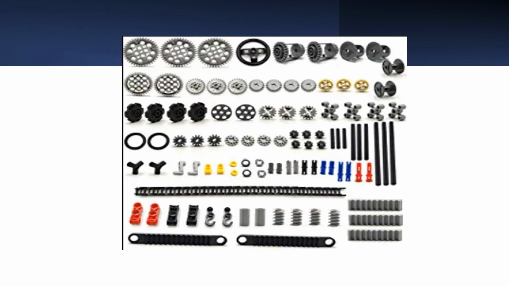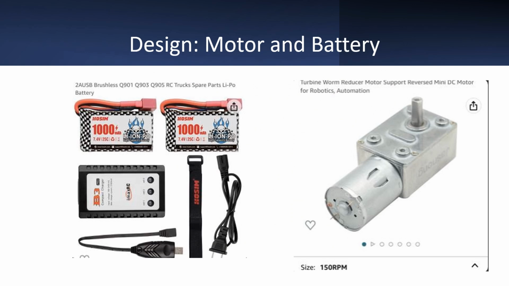To assemble the robot, we used an assortment of Lego pieces like axles and other things like screws that were harder to 3D print. Here you can see the battery and motor we used to power the robot. The motor went up to 150 RPM.